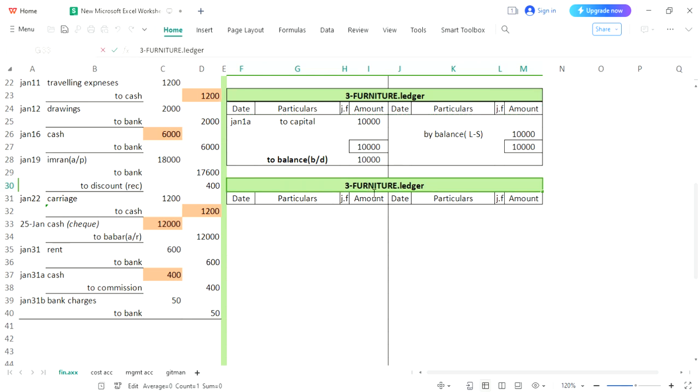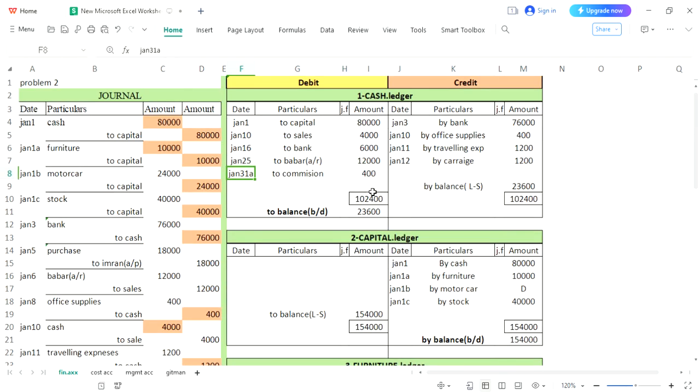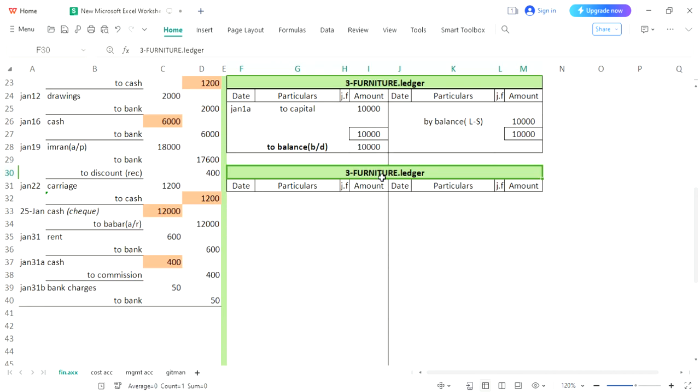And since you know that the next ledger we are making is motor car, write down its title first. So you need to change the title, and instead of furniture we have written motor car. And secondly, let's change the account number as well. We are up to fourth account.